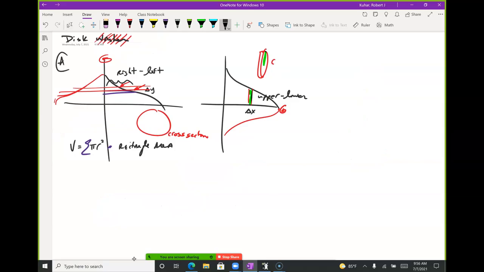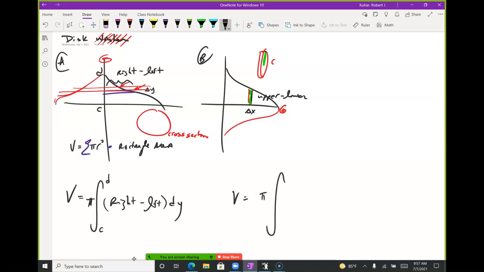So case A, case B. In A, I'm going from c to d. The volume for case A is pi r squared from c to d of that right minus left, squared, dy, right? And the volume for case B is pi from a to b of my upper minus lower, squared, right? The radius squared, sorry. dx.